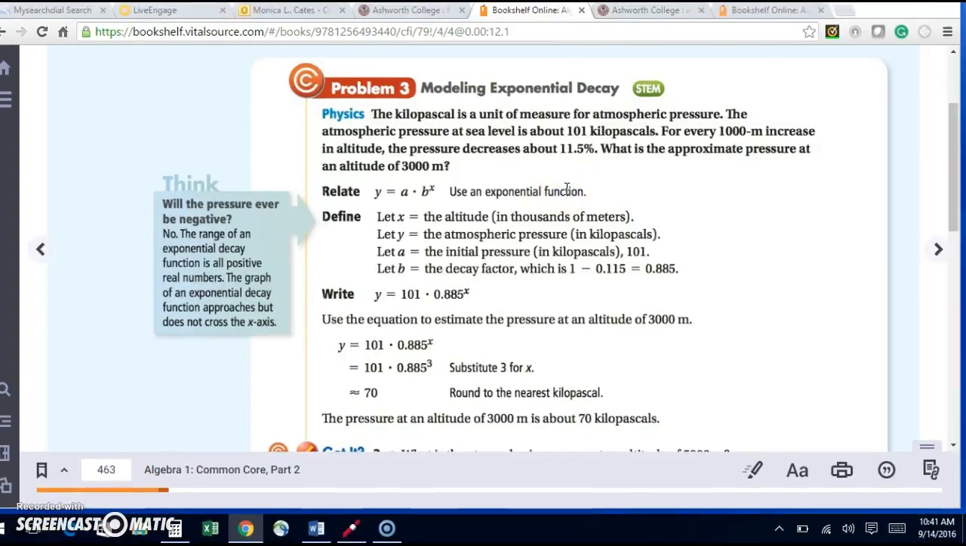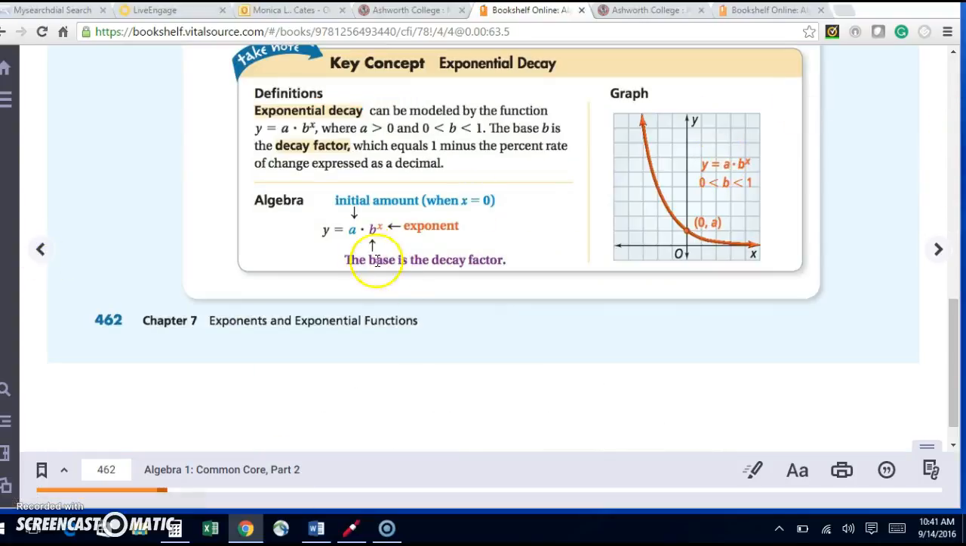Okay, we're looking at problem 3, modeling exponential decay. So if we go back to the page before, decay, this time my base is going to be between 0 and 1. So it needs to be some type of decimal or fraction number. And it's going to be a decay because I'm going to be subtracting from 100. So it's 1 minus the percent rate. All right, so it's the decay factor.